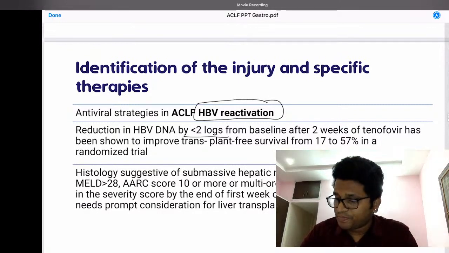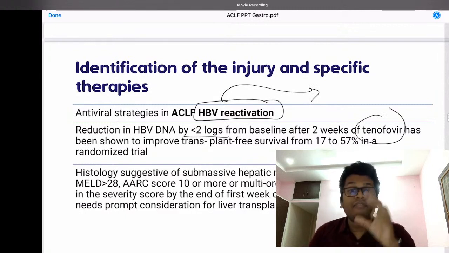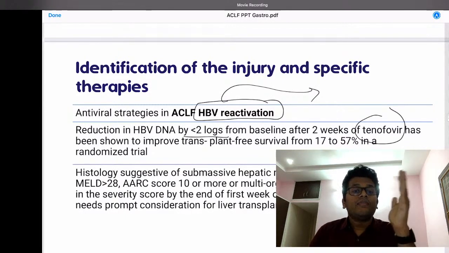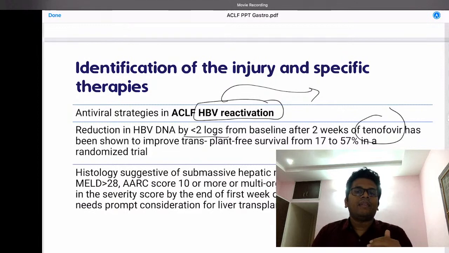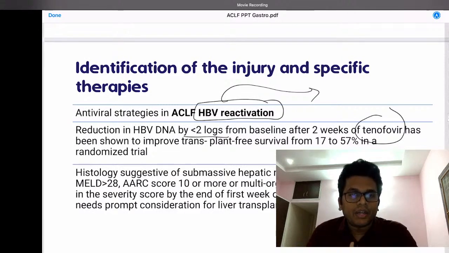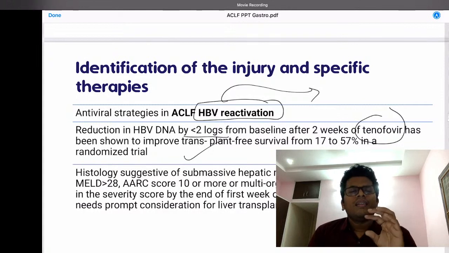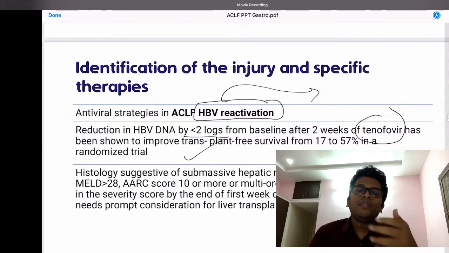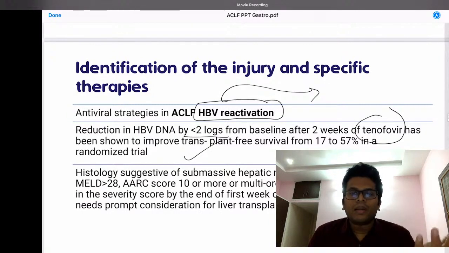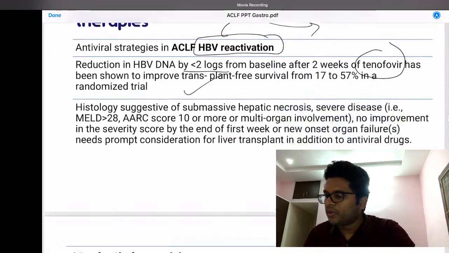What I want to say is, if it is HBV reactivation, put the patient on tenofovir, and the effect is so much that if there is a 2 log reduction in DNA level after 2 weeks of starting tenofovir, many times we might even prevent the need for transplant. So that is one point I wanted to emphasize. Now, there are some specific features which help us decide which patient will require liver transplant, but I think that won't be required at this point of time.